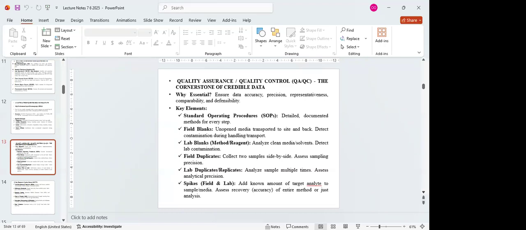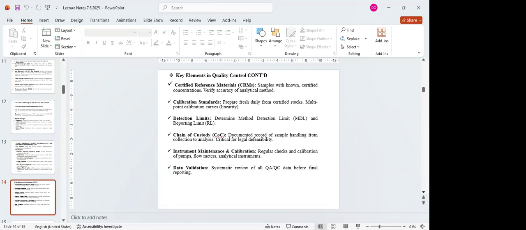You must know this, and what you use to make a comparison of your collected crude sample. You add a known amount of the target analyte to sample or media, then you assess recovery to get accuracy of the entire method or just the analysis.